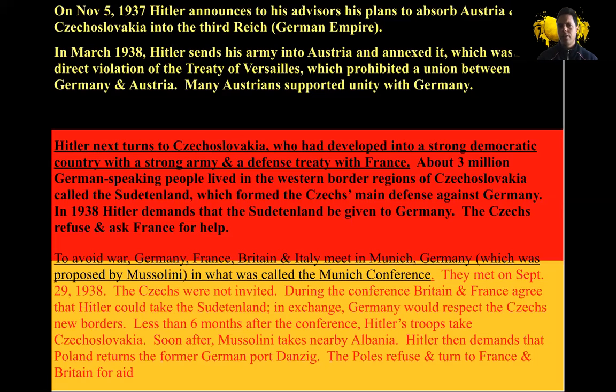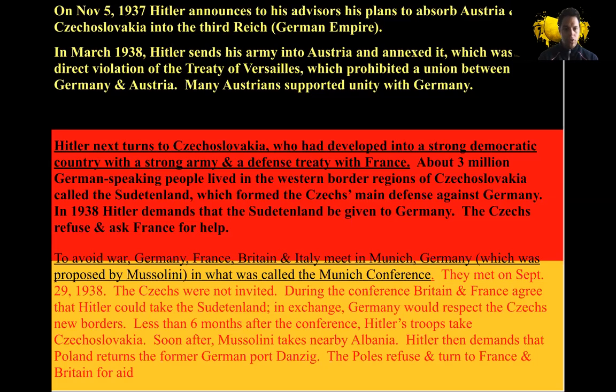And in March 1938, Hitler would send his army into Austria and annex it, which basically means that he would claim this territory. And he would do this without firing a single shot because the people were thrilled to be part of the Third Reich. Again, this would be a direct violation of the Treaty of Versailles, which prohibited a union between the two countries. However, again, the international community would do nothing about it.